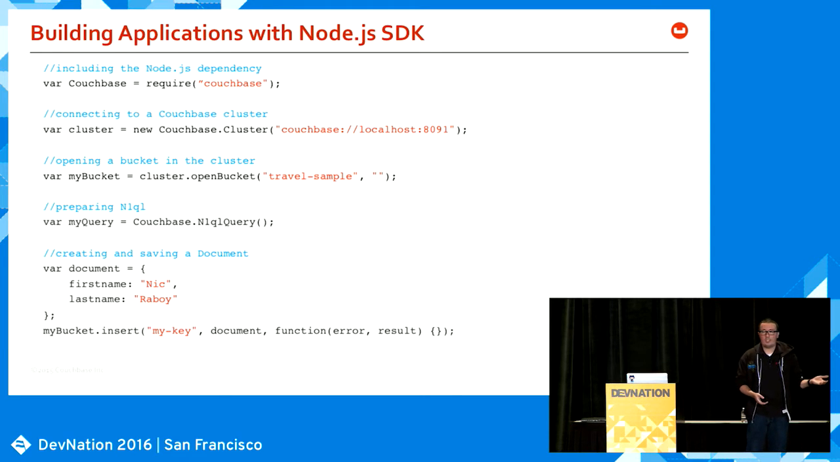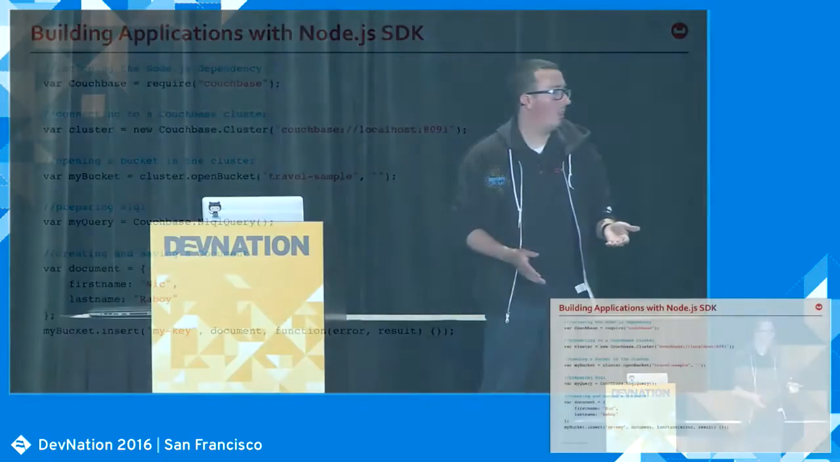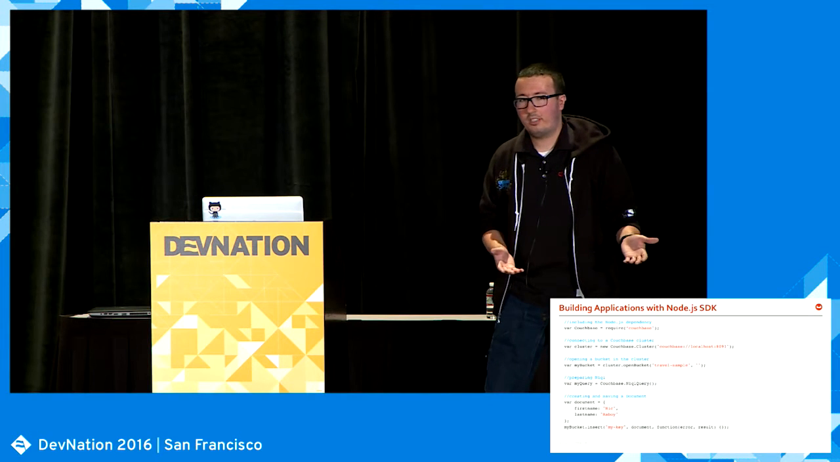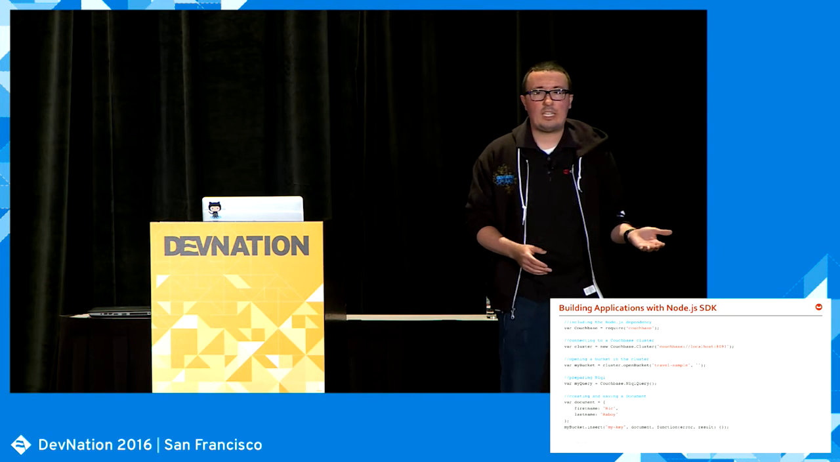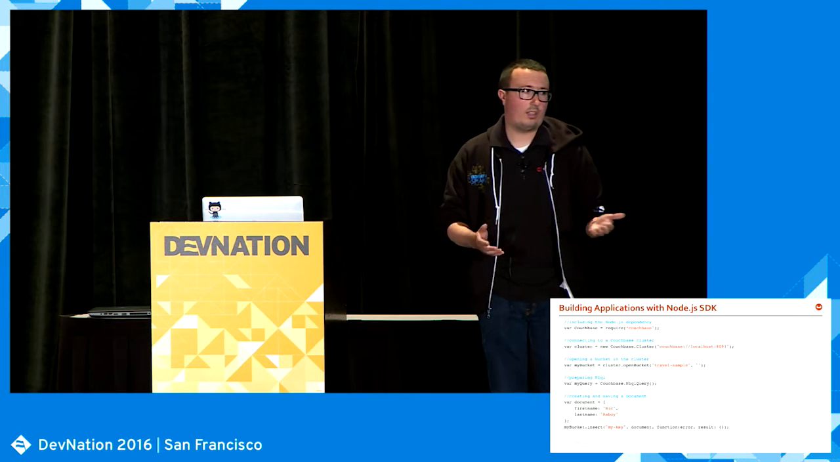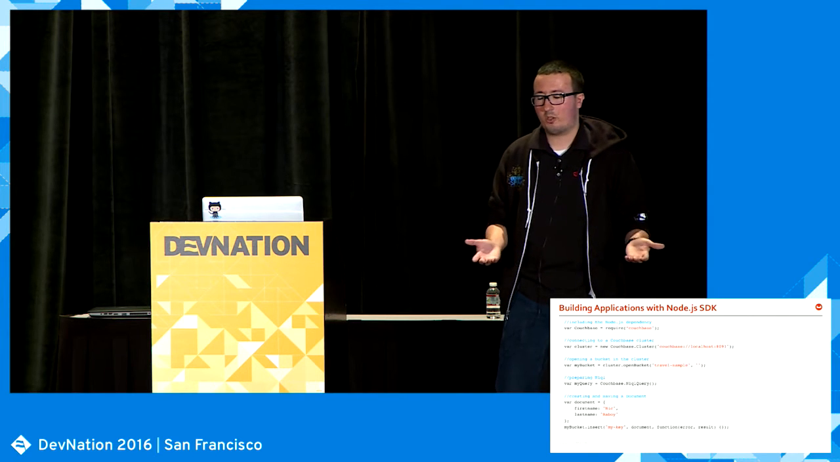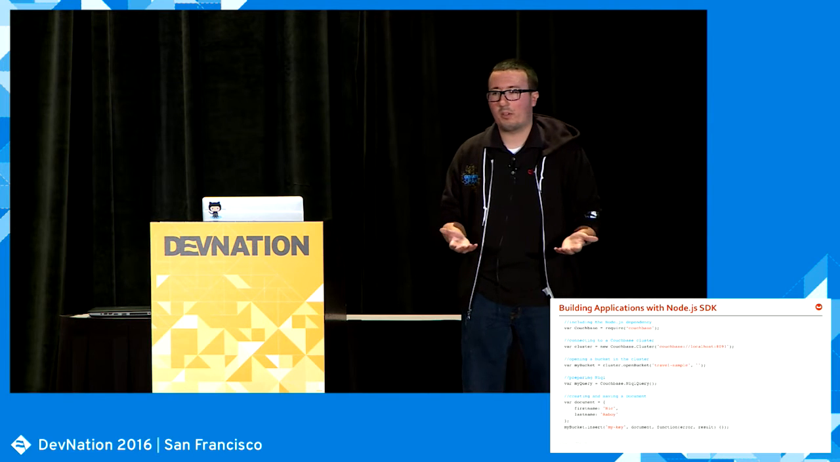We would create a JSON object, so a standard JSON object. It could have arrays in it, it could have nested objects, it could be all kinds of craziness. But we would create that JSON object, or that JavaScript object, and we would call bucket.insert. We would provide it a document key, the actual JavaScript object, and a callback so that we can do something depending on the error or the success.